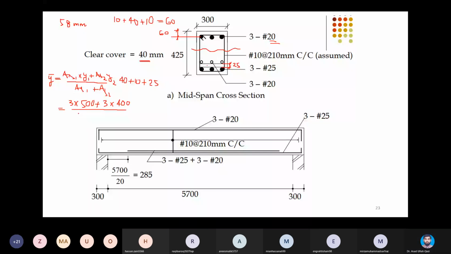Into y1. Y1 of the first will be 50 plus 40 plus 10 plus half of 25, divided by 2, to get the center of the layer from the bottom. So how much will it be? 62.5. So the first layer will have the distance from the soffit 62.5.